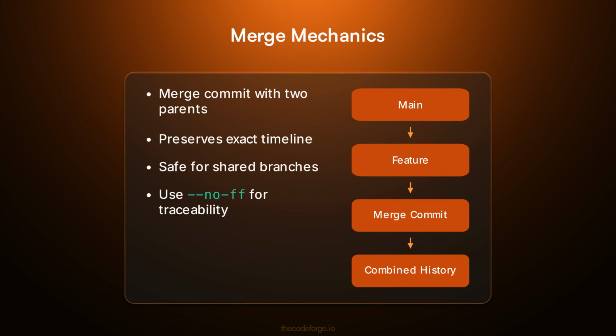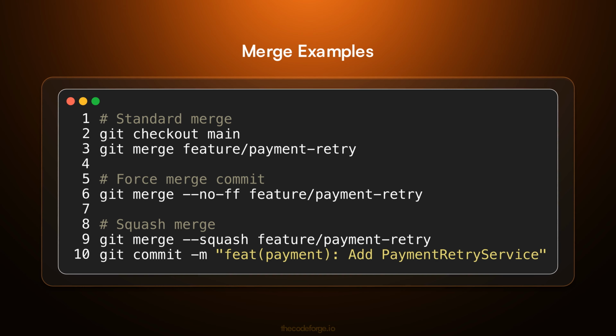Here are 3 merge styles. Standard merge does a fast-forward if possible. --no-ff always creates a merge commit. Squash merge collapses all feature commits into one, producing the cleanest main history but losing granularity.